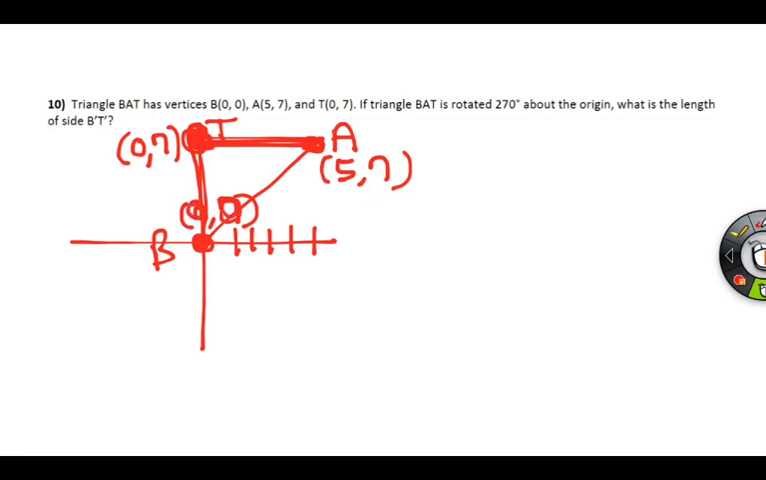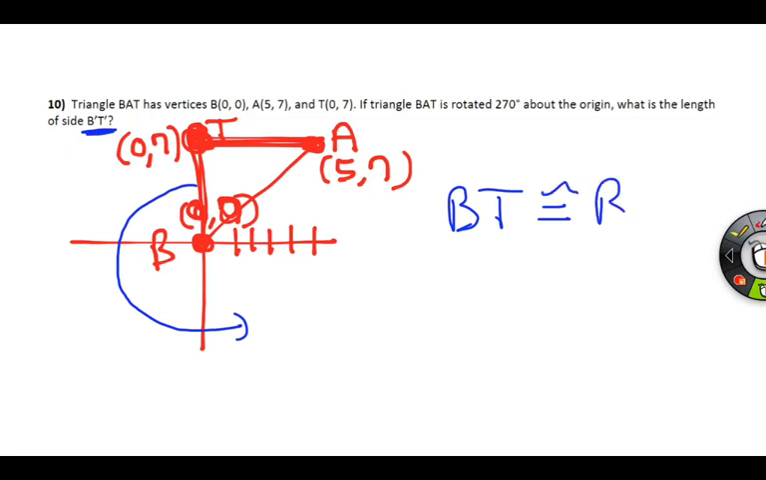Okay, so then it says that this triangle is rotated 270 degrees. So let's say it's rotated somewhere here, 270 degrees. What's the length of B prime T prime? Well, the length doesn't change, and so B prime T prime would be the same as BT, because of what we were just saying earlier, that if you do a rigid motion of any sort, the lengths are the same, and so BT would correspond with B prime T prime.